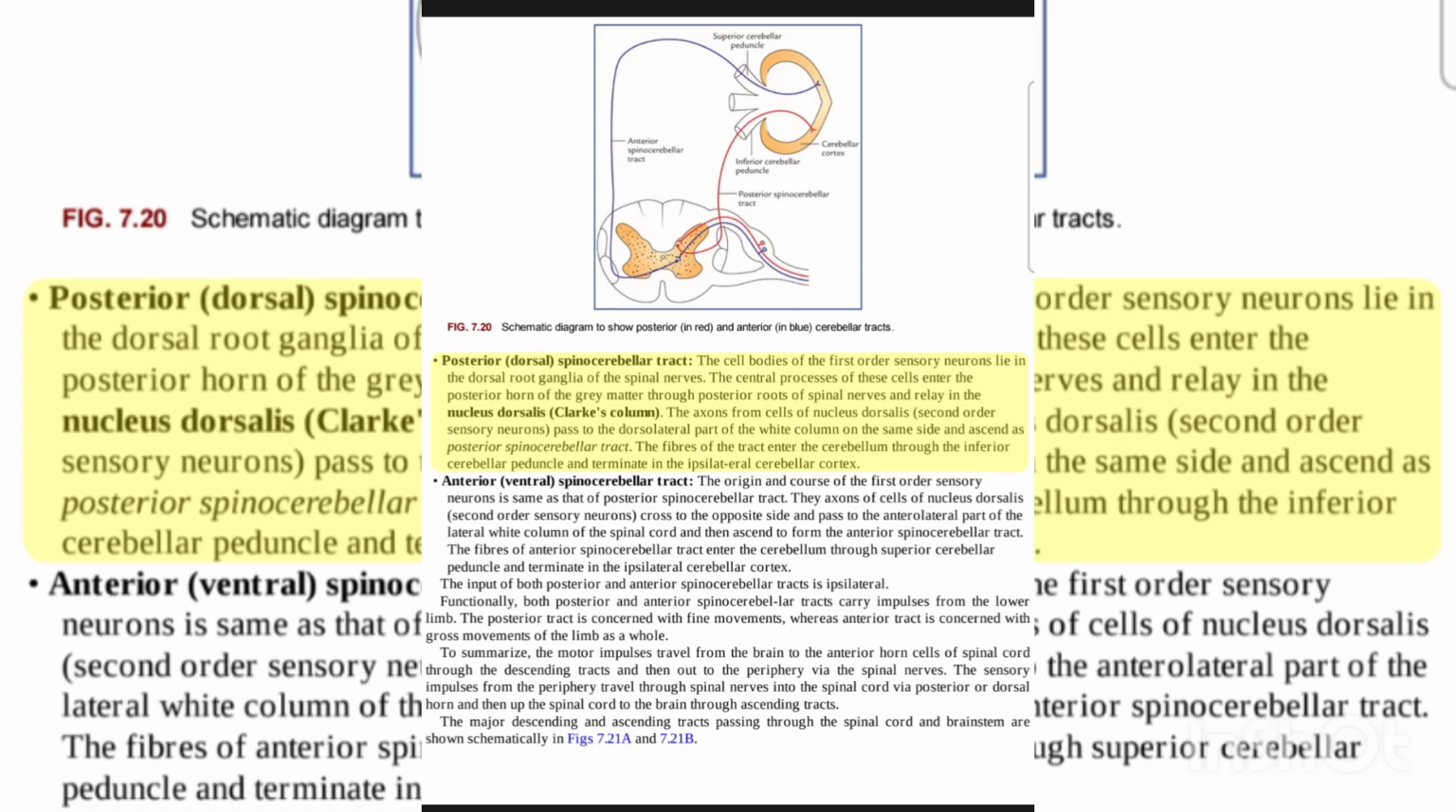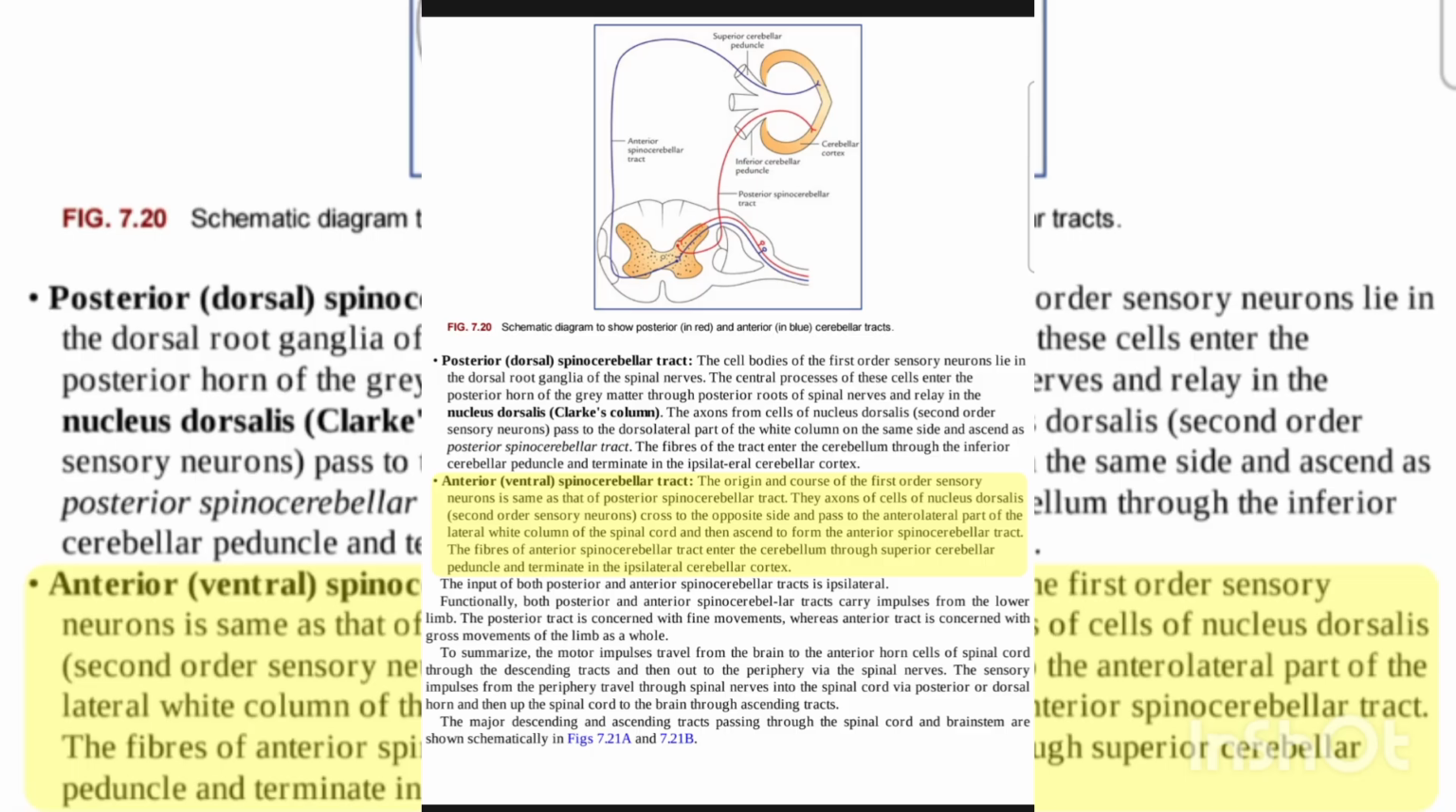Posterior, dorsal, spinocerebellar tract. The cell bodies of the first-order sensory neurons lie in the dorsal root ganglia of the spinal nerves. The central processes of these cells enter the posterior horn of the gray matter through posterior roots of spinal nerves and relay in the nucleus dorsalis, Clark's column. The axons from cells of nucleus dorsalis, second-order sensory neurons, pass to the dorsolateral part of the white column on the same side and ascend as the posterior spinocerebellar tract. The fibers of the tract enter the cerebellum through the inferior cerebellar peduncle and terminate in the ipsilateral cerebellar cortex.